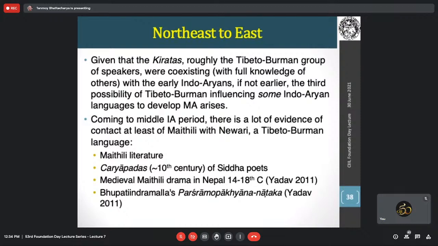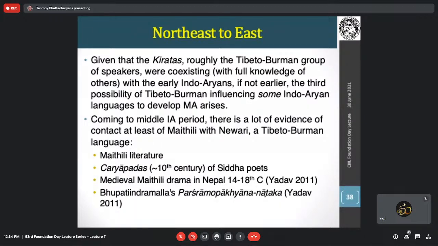The third possibility is Tibeto-Burman influencing some Indo-Aryan languages to develop multiple agreement. This MA here is where multiple agreement arises. Coming to the Middle Indo-Aryan period, there is in fact a lot of evidence of contact, at least of Maithili with Newari, a Tibeto-Burman language.